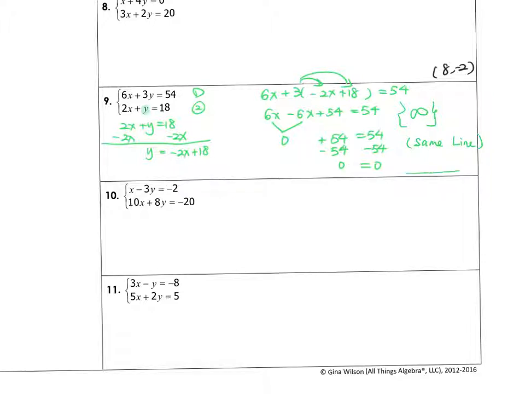So remember, we have 3 scenarios. We have a scenario where the two lines intersect. We have a second scenario where the two lines are parallel but do not intersect, so there is no solution. In this case, these two lines overlap. They're exactly the same line, so there's an infinite number of solutions to this. Okay, so that's number 9.